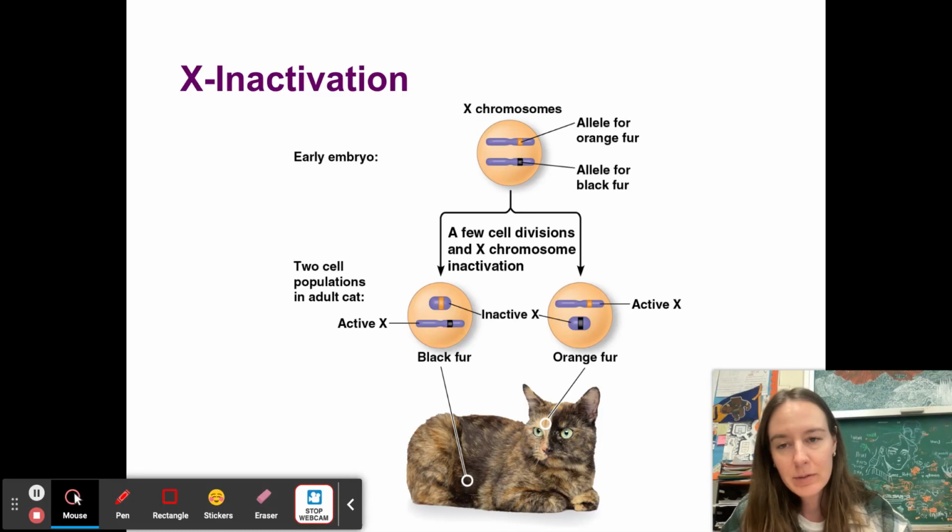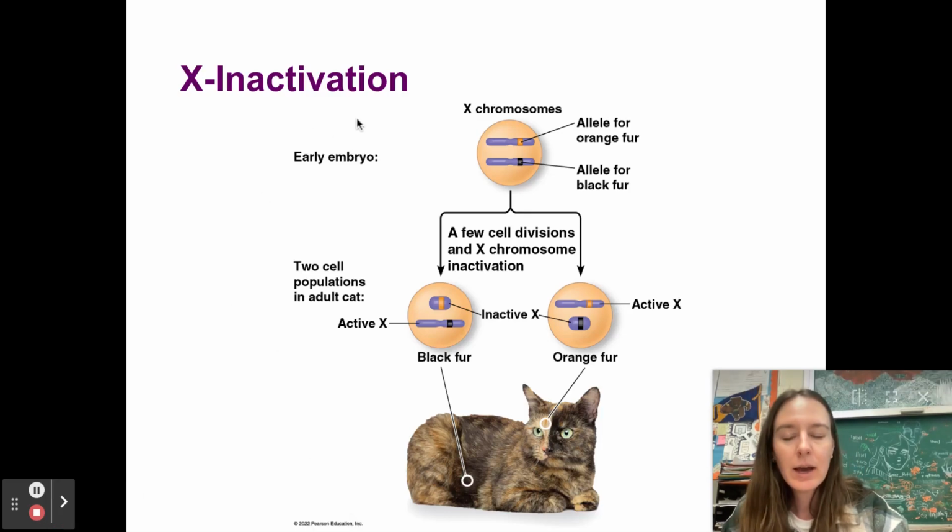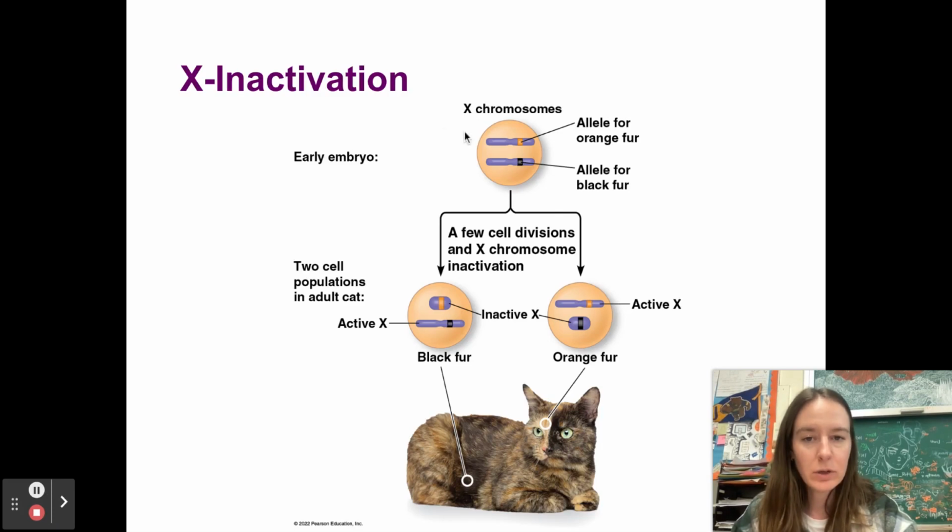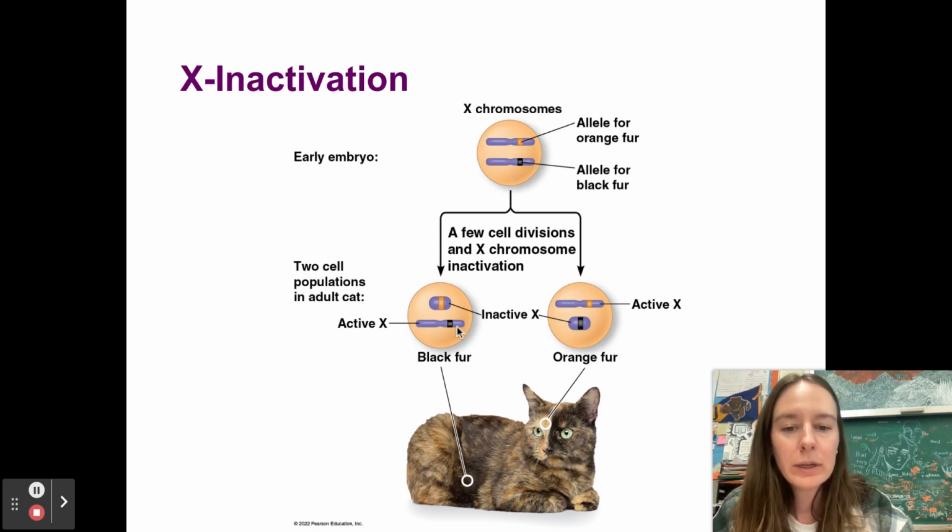The next type of non-Mendelian inheritance pattern is called X inactivation, and this only happens in females, so you have to have two X chromosomes. And in this case, we're looking at females who have heterozygous alleles on their X chromosomes. So we're looking here at a calico cat, and we want to know, okay, why does the calico cat have a speckled appearance here, with some fur that is black and some fur that is orange?